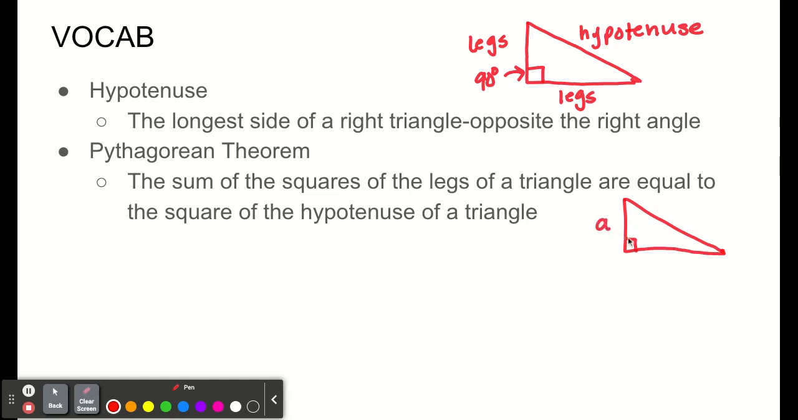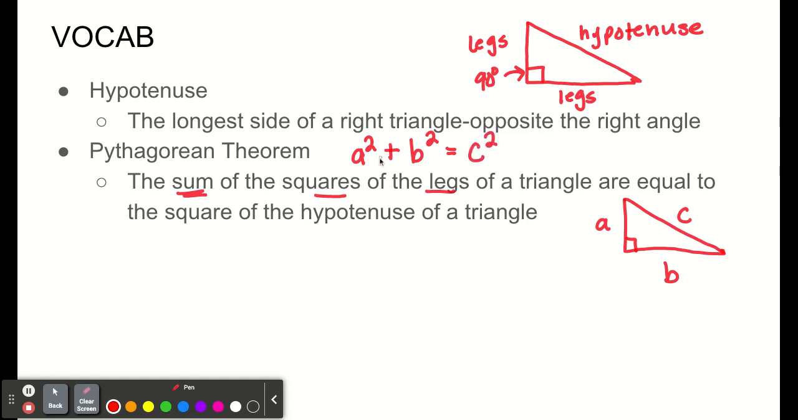So we're going to call this leg A and this leg B, and then we're going to refer to the hypotenuse as C. So the sum means we're adding of the squares of the legs. So that's going to be A squared plus B squared. Sum is addition, and A and B are the legs, and we square them, are equal to the square of the hypotenuse of the triangle.